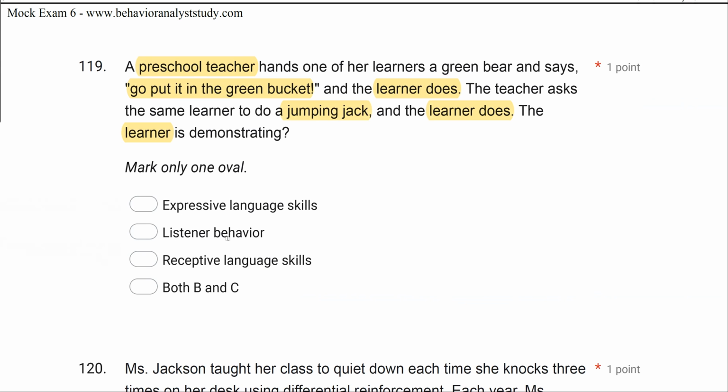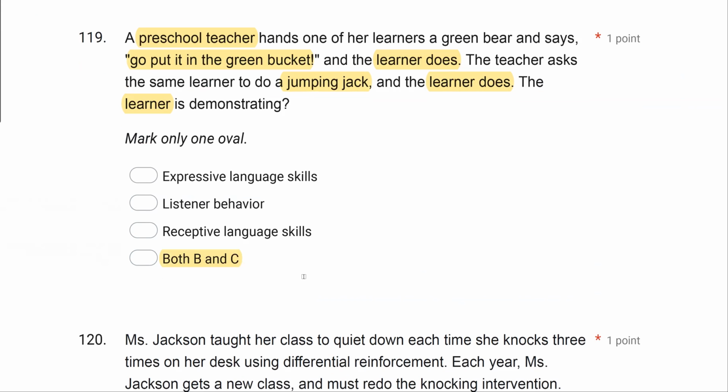Now, what do we mean by listener behavior? In a lot of cases, listener behavior is now replacing receptive language. It's the same idea: you have a speaker and the listener is engaging in what the speaker says. In this case, the listener behavior is putting the bear in the green bucket and doing a jumping jack. So listener behavior and receptive language skills are essentially the same. By doing all these compliance drills, or following these instructions, the learner is demonstrating both listener behavior and receptive language skills, making the answer B and C.